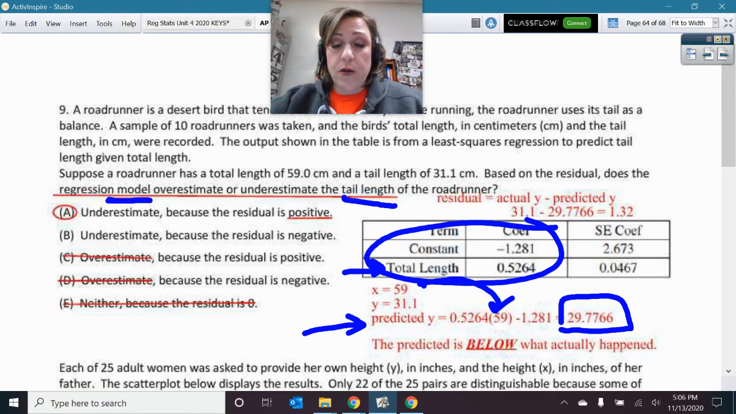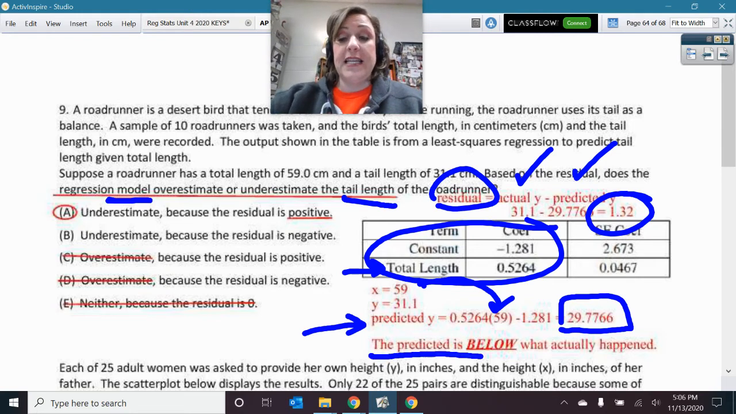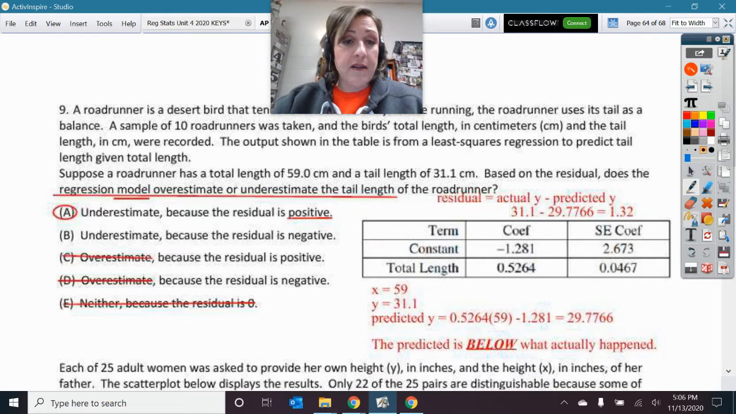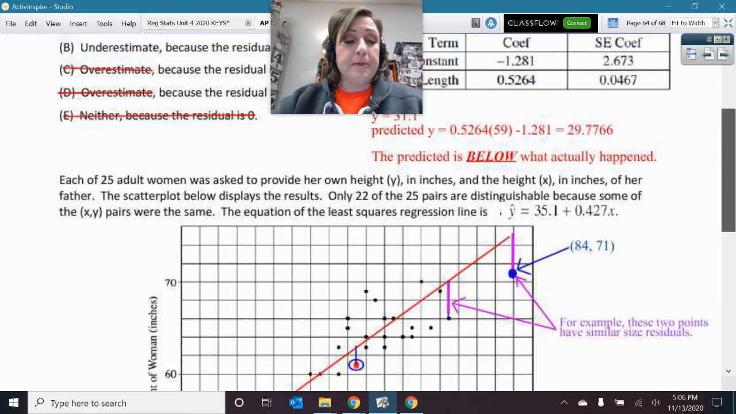So I just go, okay, the residual is the actual y minus predicted y. So the residual is 1.32. So that means the actual is above the predicted. So the predicted is below what actually happened. So the predicted is underestimating what actually happened at 59 total length, 59 centimeters total length.